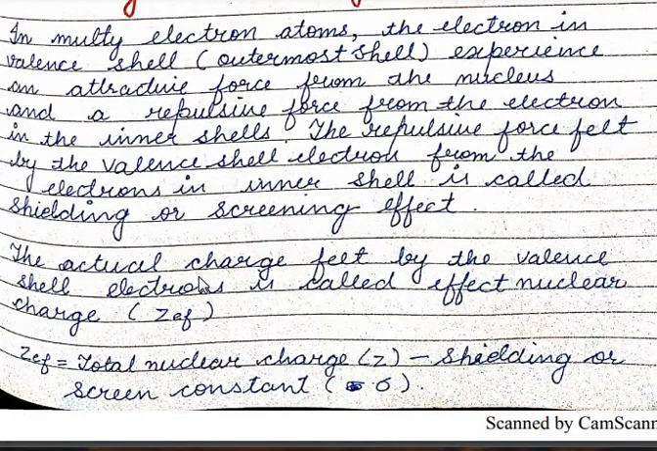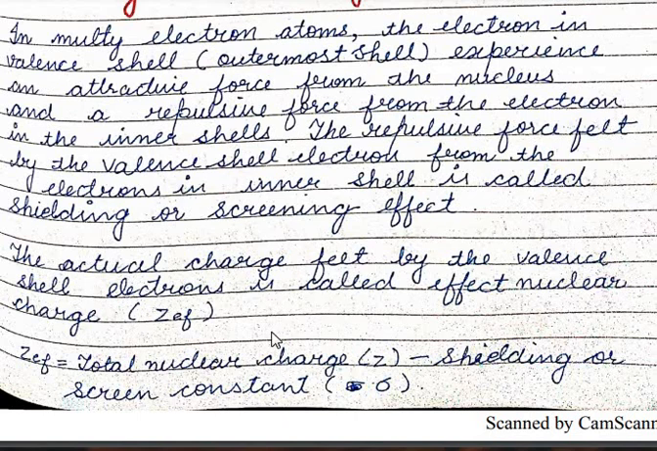The actual charge felt by the valence shell electrons is called effective nuclear charge, Zeff. So, effective nuclear charge is equal to total nuclear charge minus shielding or screening constant.